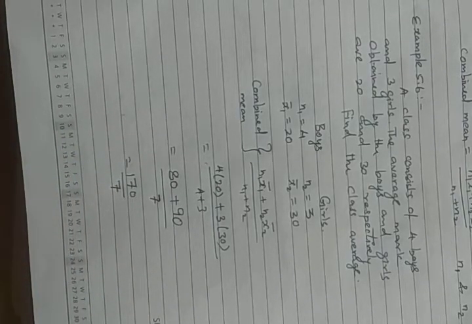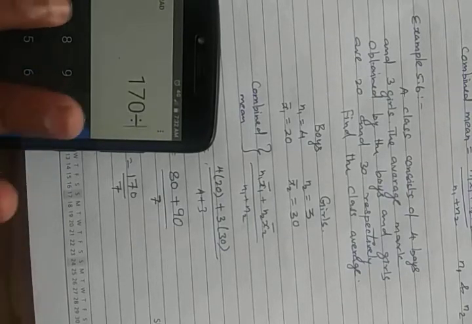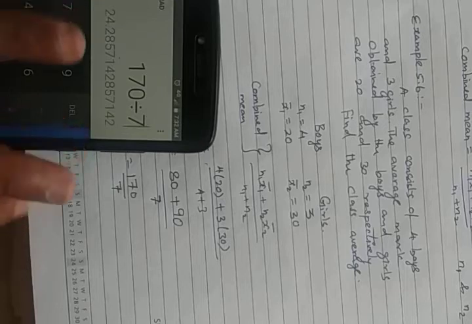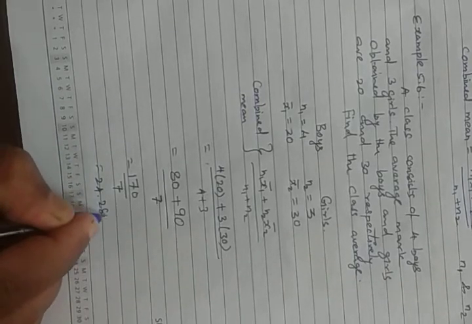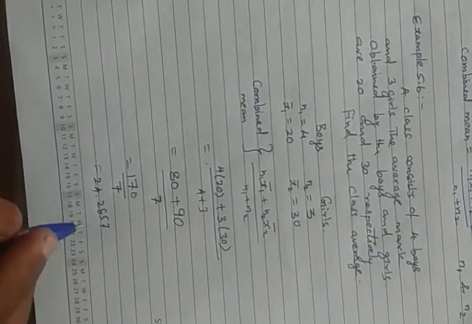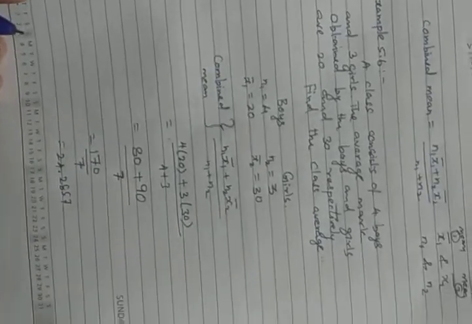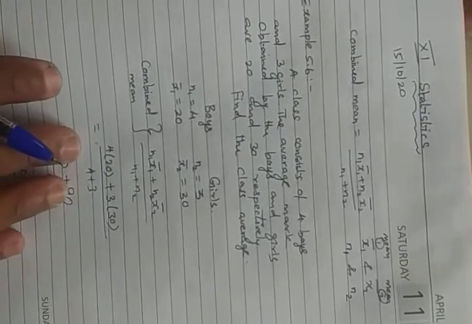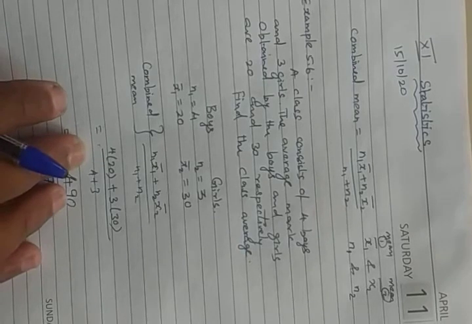You can use a calculator or the usual division method. 170 divided by 7 comes to 24.2857. I have written four decimals. If you want, you can round it off to 24. It is our wish. This is the way we can calculate the combined mean. So that's all about the mean. Next we will go to the geometric mean.